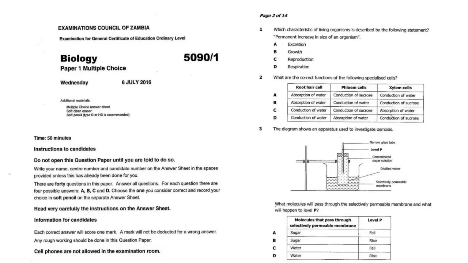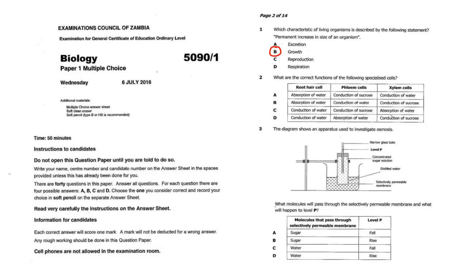Which characteristic of living organisms is described by the following? Permanent increase in size of an organism. This is growth. So you need to know the characteristics of living organisms. That is movement, excretion, respiration, growth, and all that. So you need to know all those.